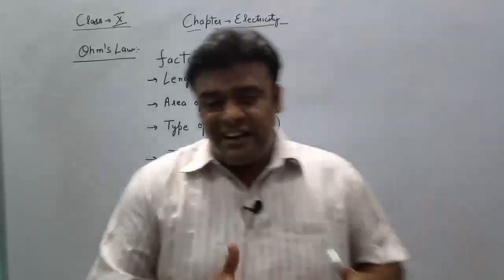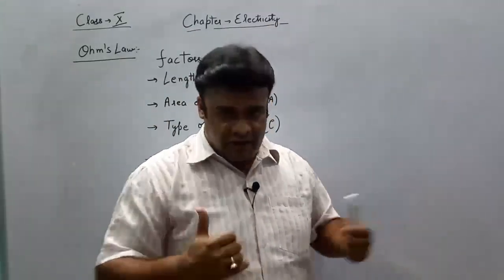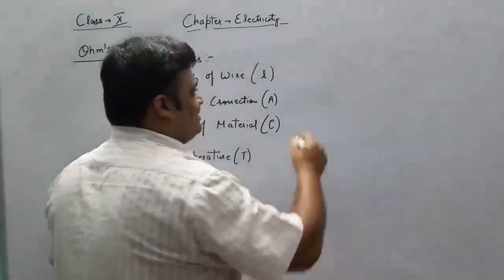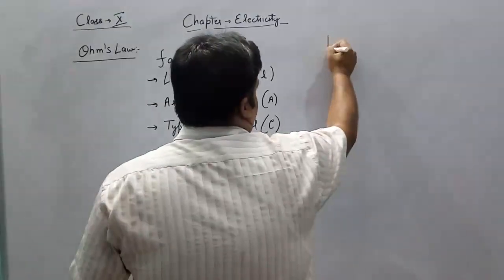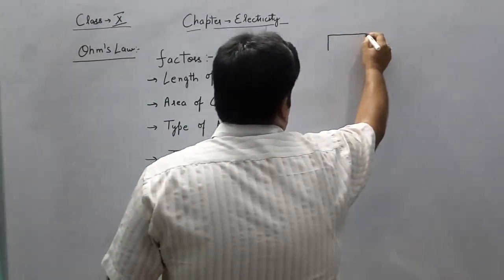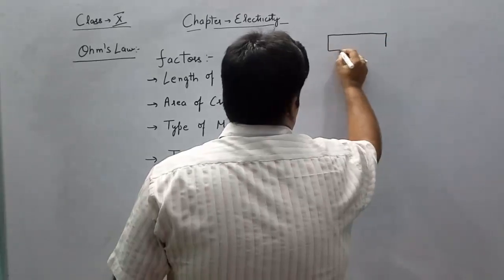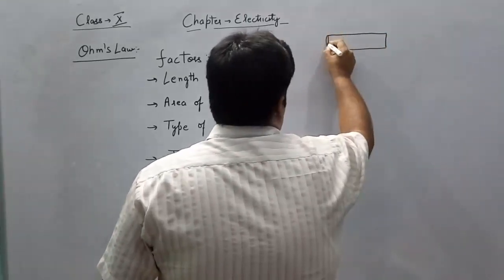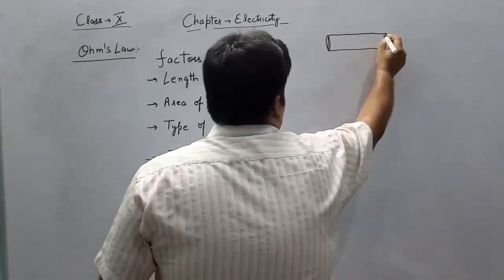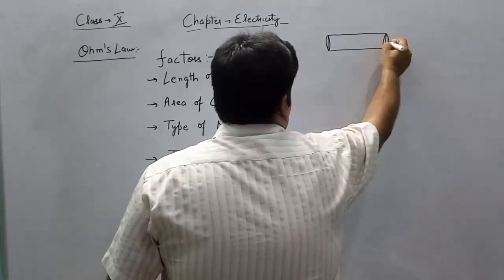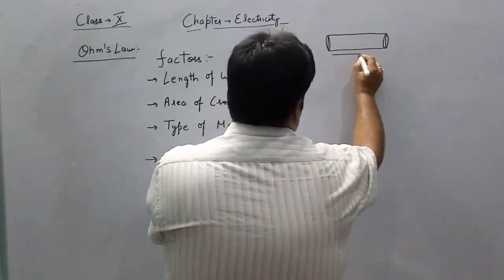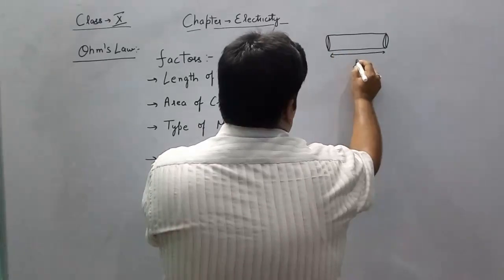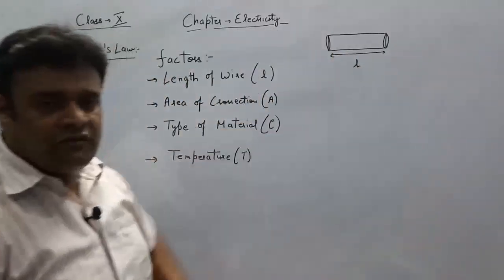Resistance is directly proportional to the length of wire. Now what is the length of wire? Wire is in the form of a cylinder. Now this is the length of wire.